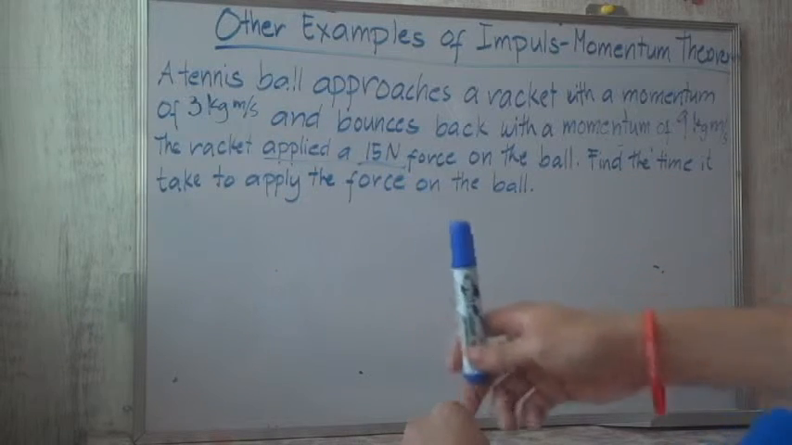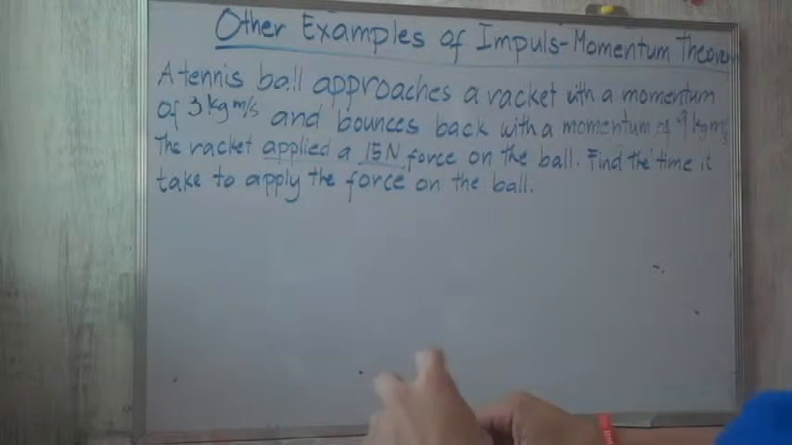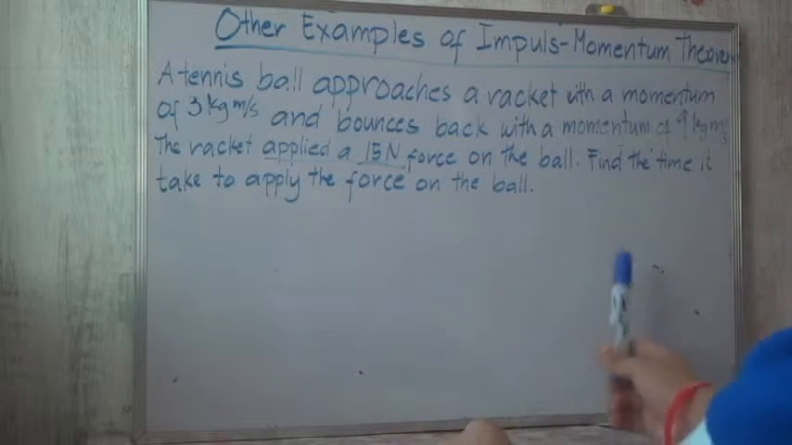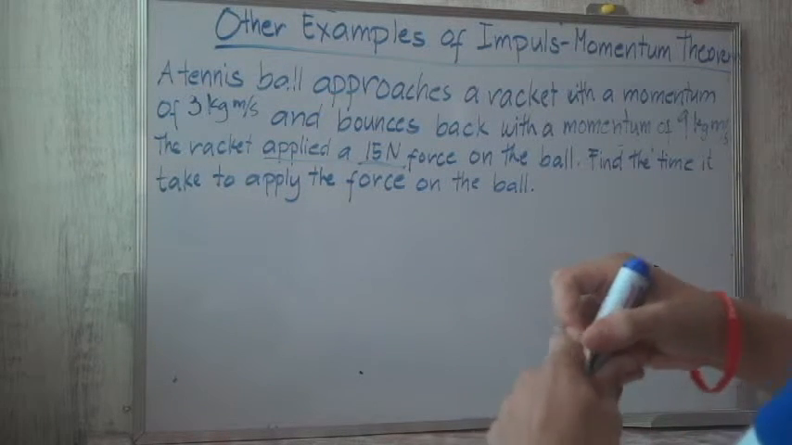So atong problem, a tennis ball approaches a racket with a momentum of 3 kg meter per second and bounces back with a momentum of 9 kg meters per second. The racket applied a 15 Newton force on the ball. Find the time it takes to apply the force on the ball.